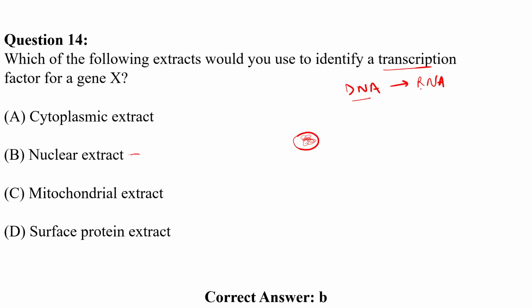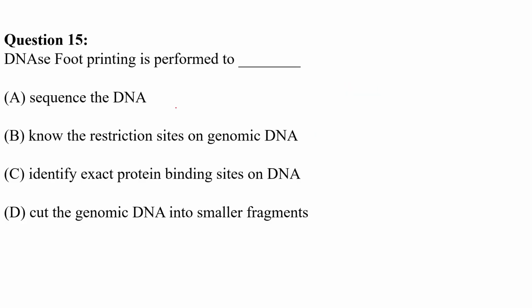Okay. Moving on to the next question. DNA footprinting is performed to dash. Option A, sequence the DNA. Option B, know the restriction sites on the genomic DNA. Option C, identify exact protein binding sites on the DNA. And option D, cut the genomic DNA into smaller fragments.